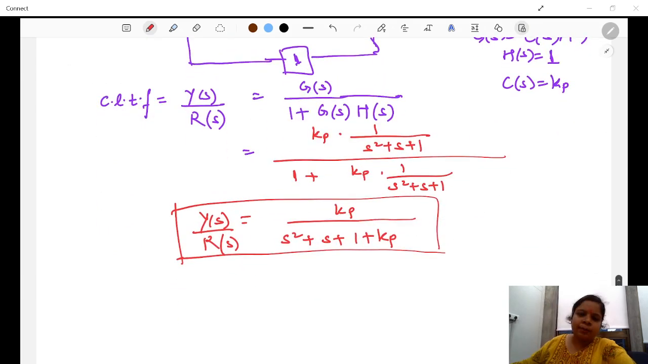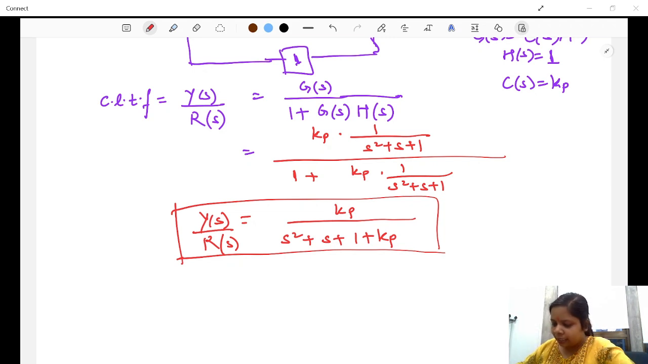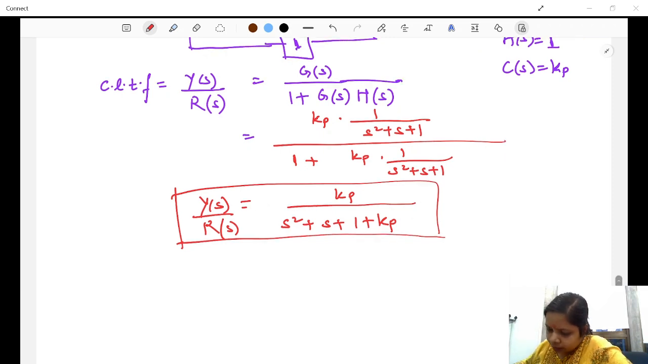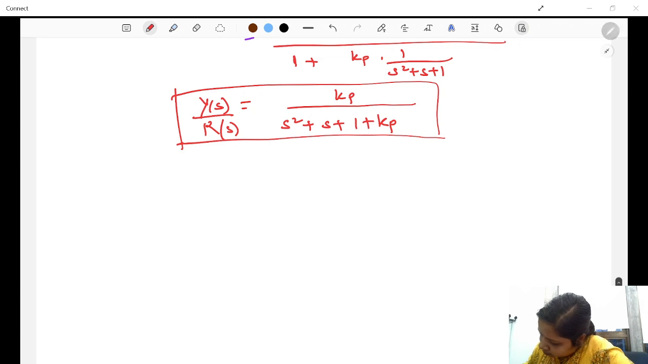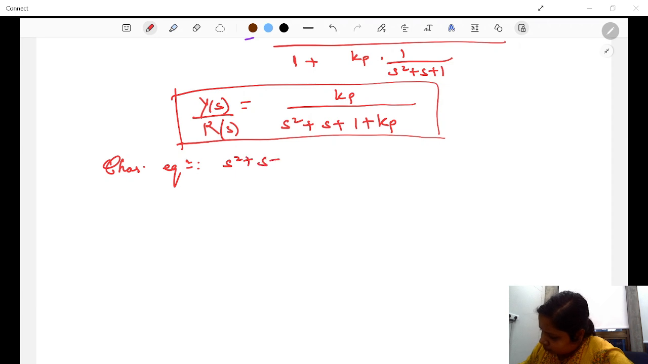When you want to ensure the stability of the system, you have to make sure that the poles lie in the left half of the s plane. It should not lie elsewhere. So let's see what the poles of the system are. If we find the poles and check that they lie in the left half of the s plane, we ensure that the system is stable. So what is the characteristic equation here? s square plus s plus Kp plus 1 equal to 0 is the characteristic equation. What are the poles of the system?